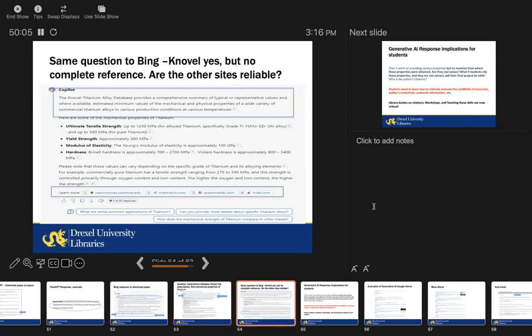So your homework is: don't blindly use any citation or reference. Make sure that you look at where the information is coming from and whether these sites are actually reliable or not. Very important. Okay, let's go to the next slide.